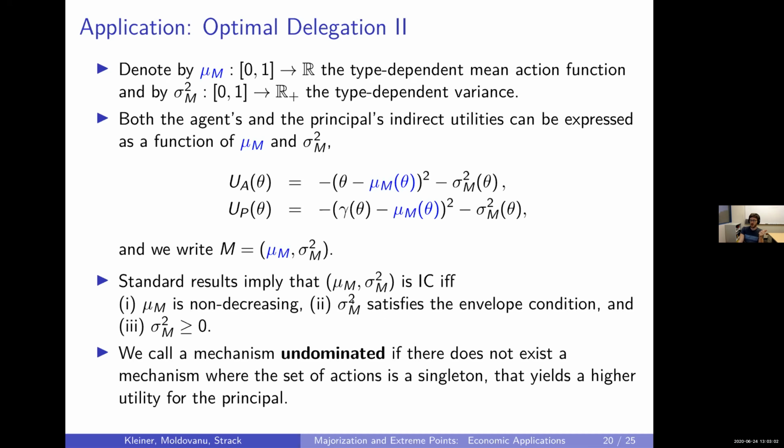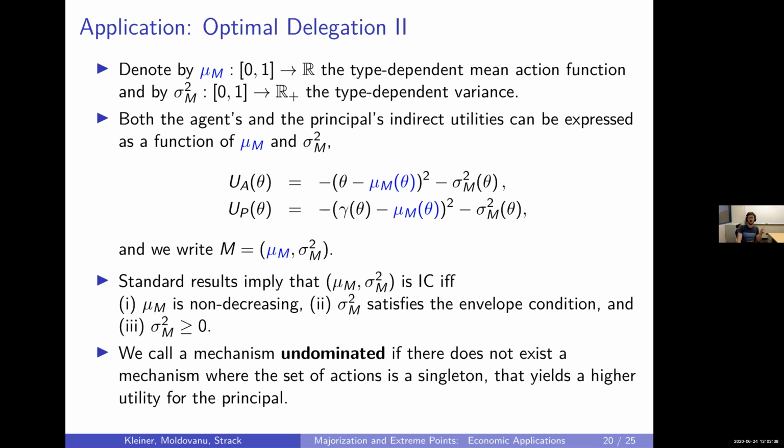The second one is also a standard condition. Essentially, if these were transfers, we know that transfers must satisfy some envelope condition. So here also the variance must satisfy some envelope condition. And now comes an additional condition, because it's not really a transfer, it's the variance. And for the variance, we need that the variance is always a non-negative number. Okay, so this is the characterization by Kovac and Mylovanov. Such a mechanism is incentive compatible if and only if these 3 conditions are satisfied. The first 2 are the standard ones. The third one is the variance being non-negative.